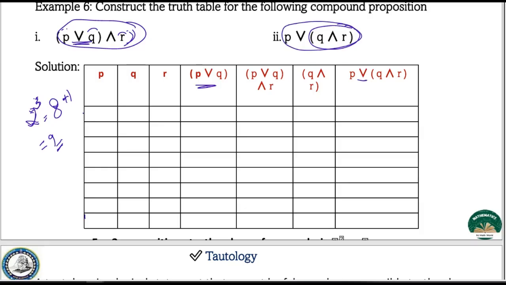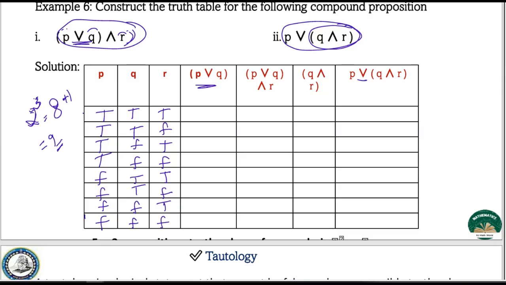Now let me solve this. If there are three components, how do we write the truth table? It's very simple. Since it is 8 rows, we will write 4 times T and 4 times F. Then we'll write 2 times T and 2 times F, 2 times T and 2 times F. Then we'll write 1 time T and 1 time F. So it will be 4, 4, 2, 2, 1, 1. This is the way you will write the values.